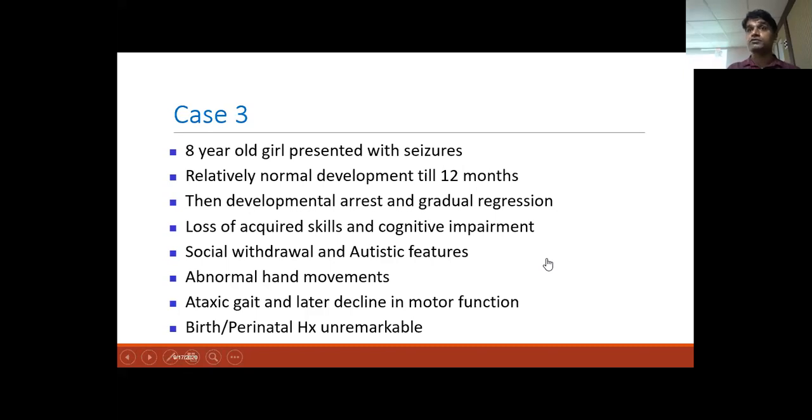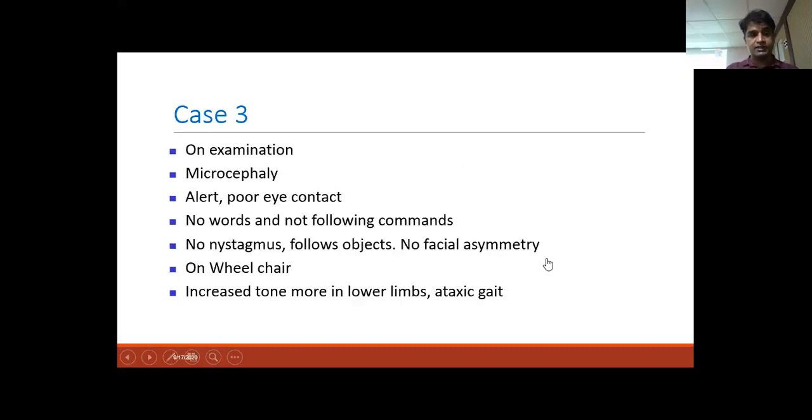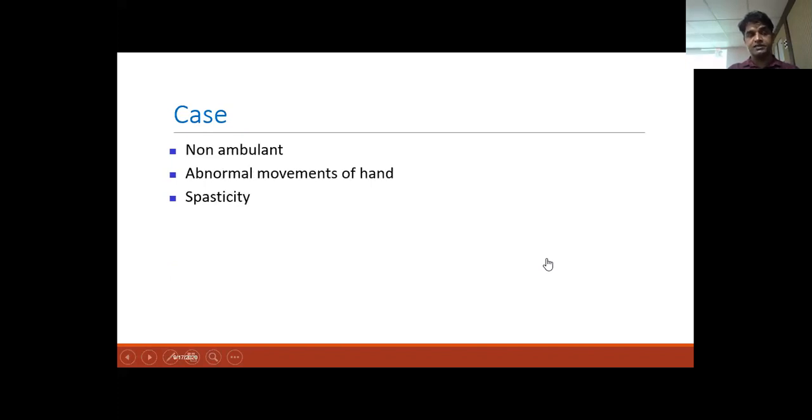I think most of you would have already got the diagnosis. So on examination, microcephaly, poor eye contact, no words and not following commands, no nystagmus, no facial asymmetry, non-ambulant, there's increased tone, more in lower limbs, there's ataxic gait, abnormal movements of hand, there's spasticity.